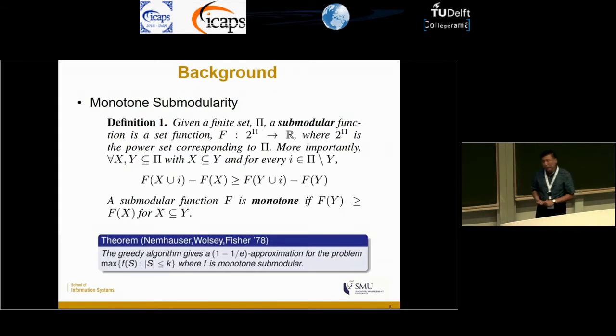Now, some background. Some of you may know this work if you are in the OR community. First of all, the submodular function. A submodular function is defined based on a set, and it basically says that the marginal gain you get from adding an element to the set is non-increasing as the size of the set grows.